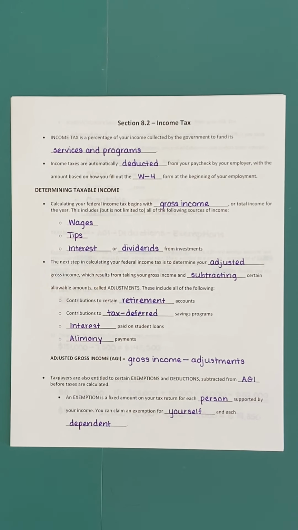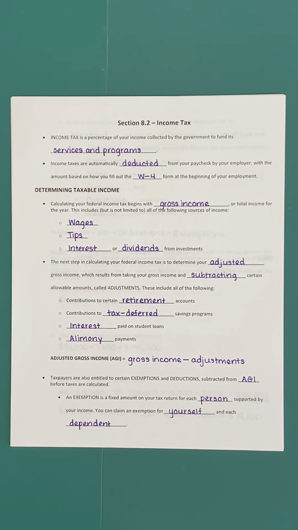So for instance, certain retirement accounts: if you contribute money during the year to your specific kind of retirement account, that particular amount can potentially be subtracted from your gross income for tax purposes. Also, tax-deferred savings programs, you can subtract that particular amount that you've contributed. Interest paid on many student loans, which is really great for students. In a lot of situations, the interest you pay on your student loan can be subtracted for tax purposes. And then also alimony and child support payments.